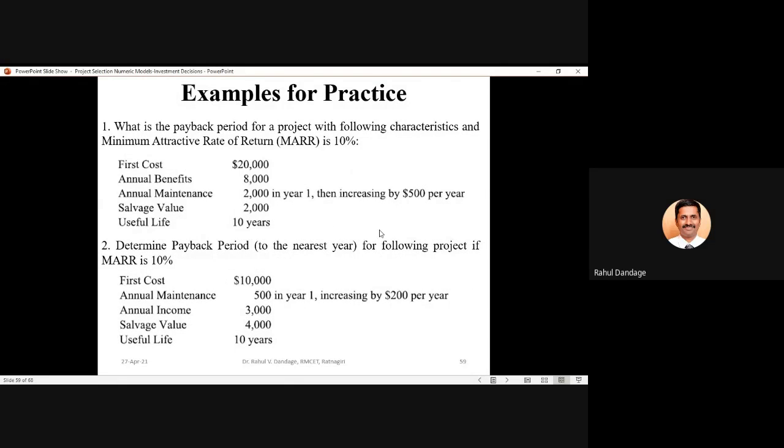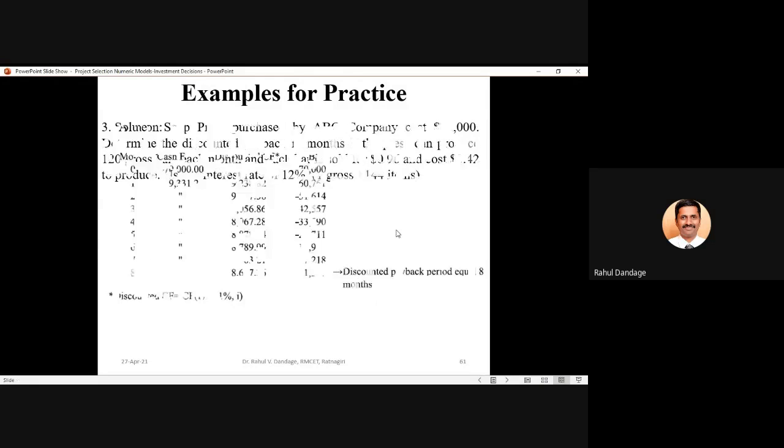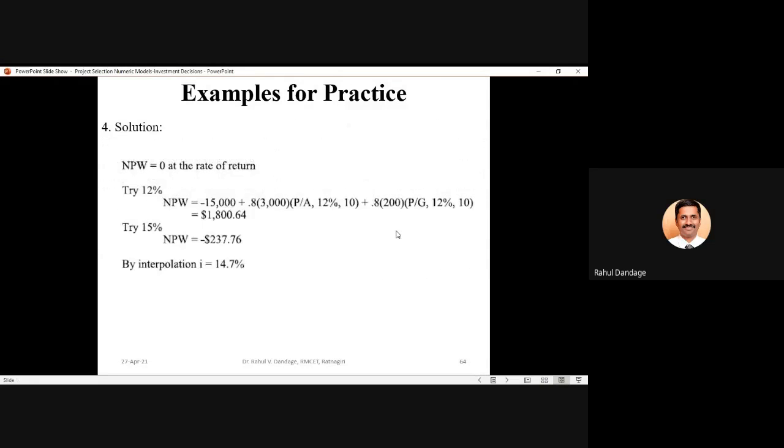So there are certain examples for practice. This PPT is already shared. You can go through these examples, and the solutions are also given.